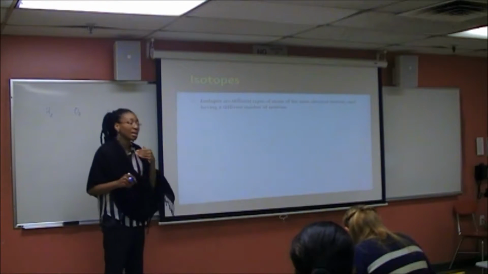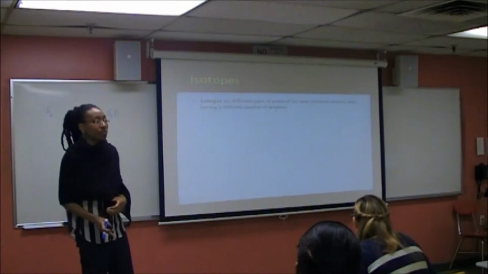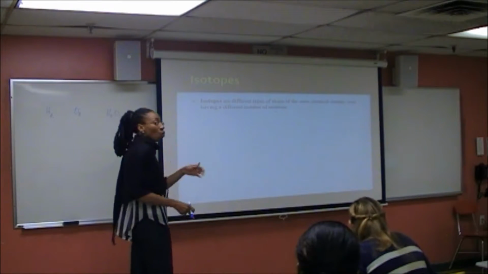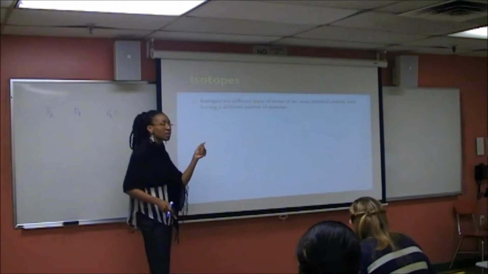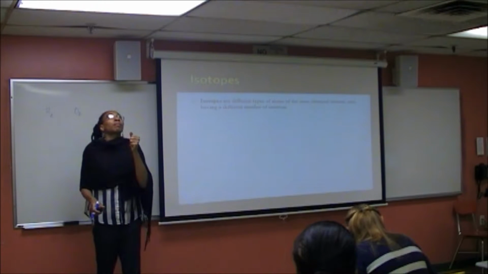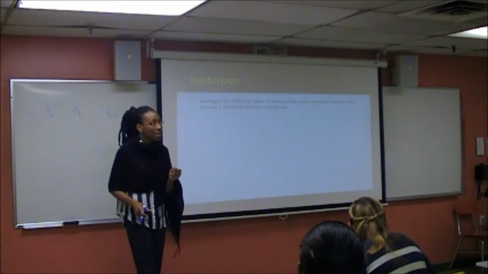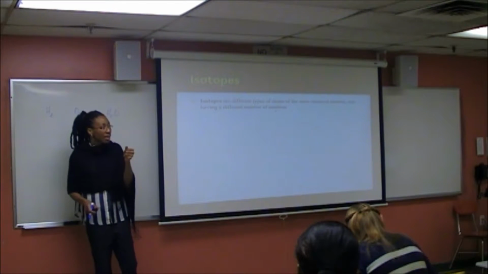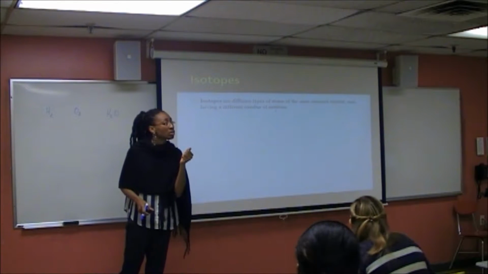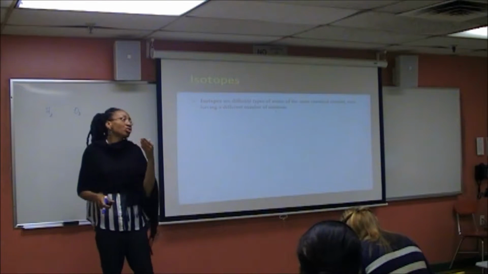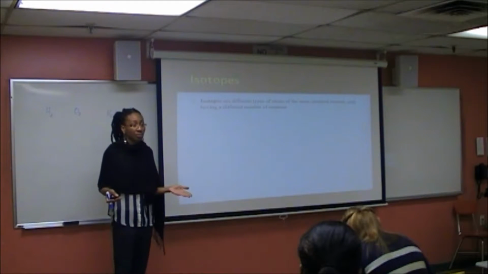Now, where exactly does the mass of an atom come from? Your nucleus. What is your nucleus made up of? Protons and neutrons. Now, in order for your atoms to stay the same, what is the only thing that can change? Your neutrons. If you have more neutrons, your atom remains the same, but your mass is going to be different. Okay?